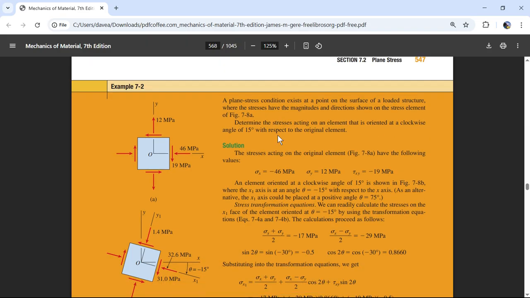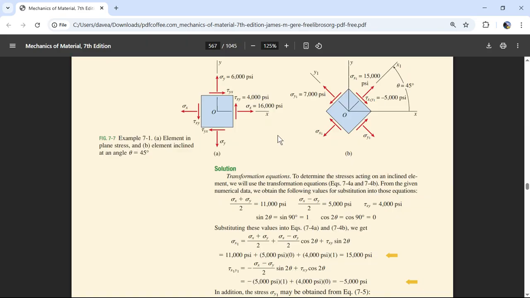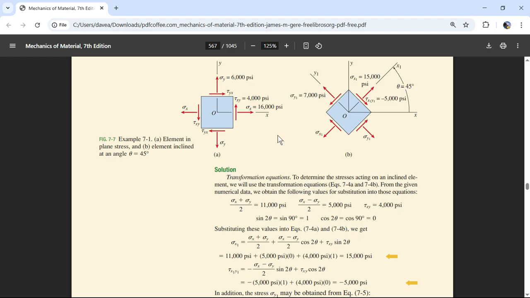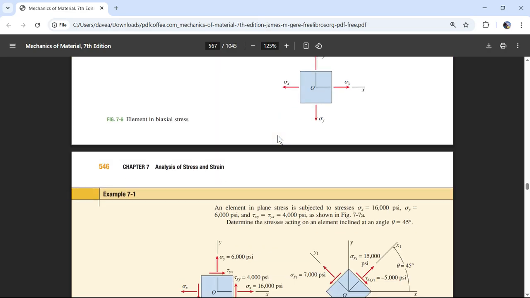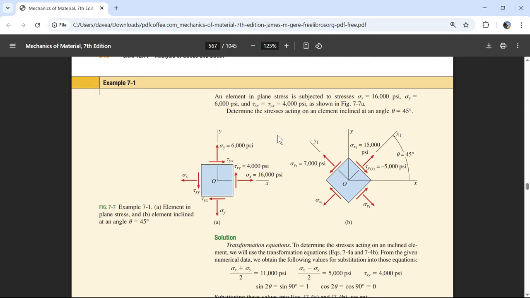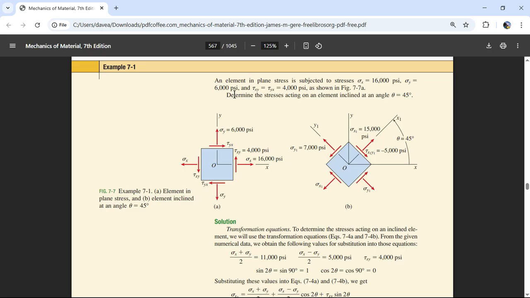So for this, we'll go through these two examples and call it. All right, so hell yeah. So let's see what it even says. So we're trying to rotate at 45. Determine the stresses acting on the element inclined at an angle of 45. So this is the solution. So yeah, we're going to do it.